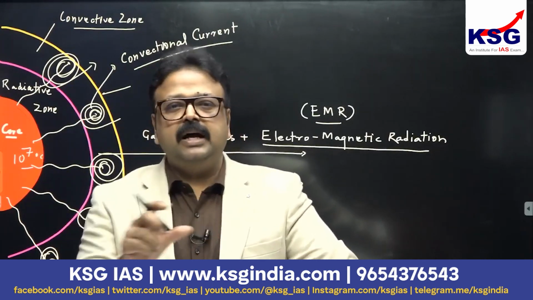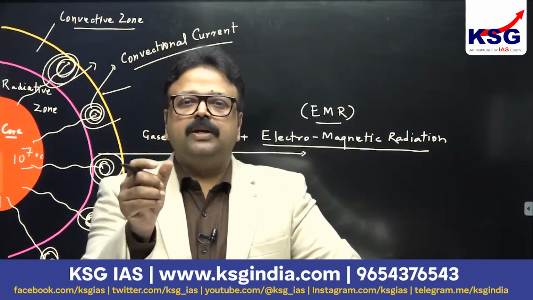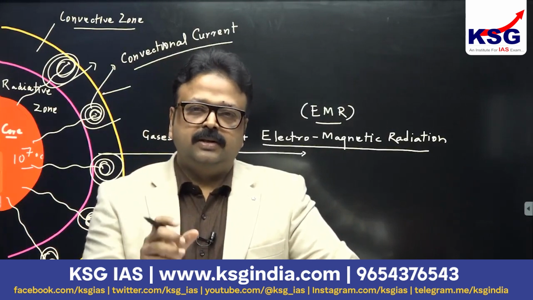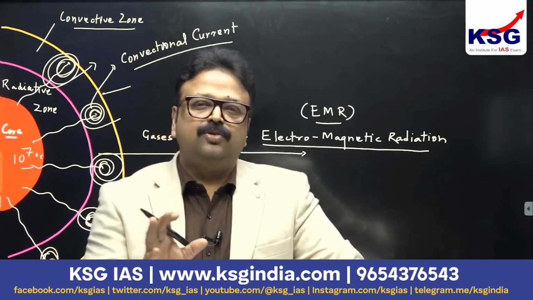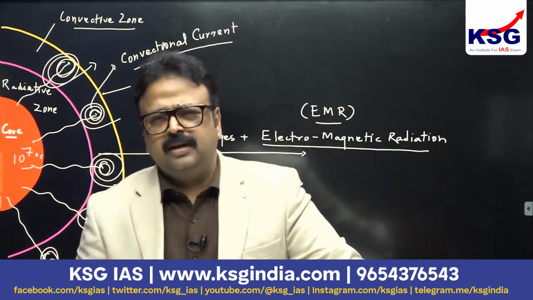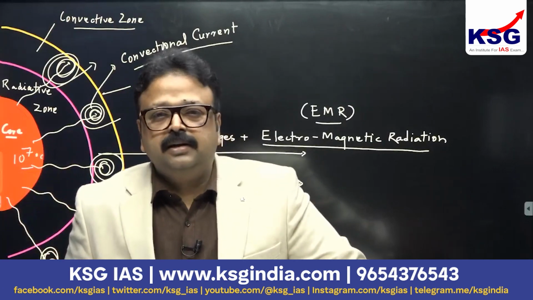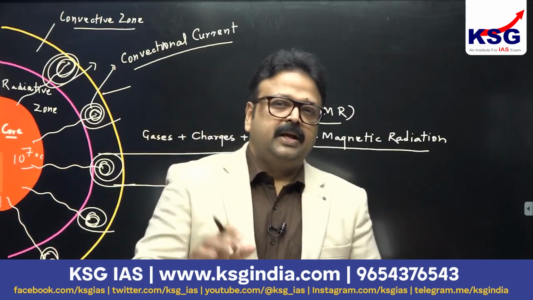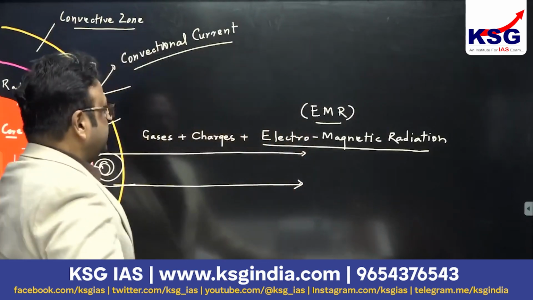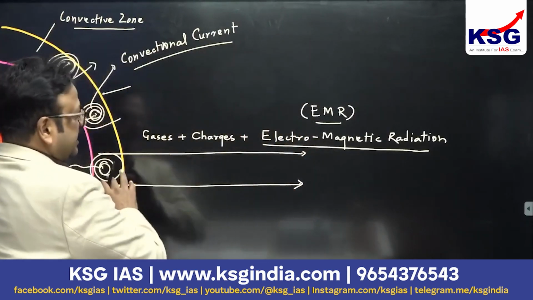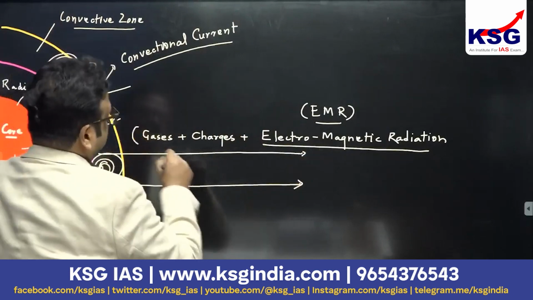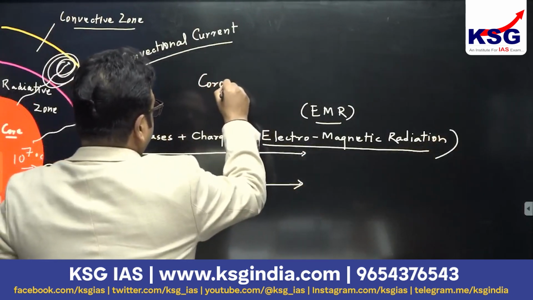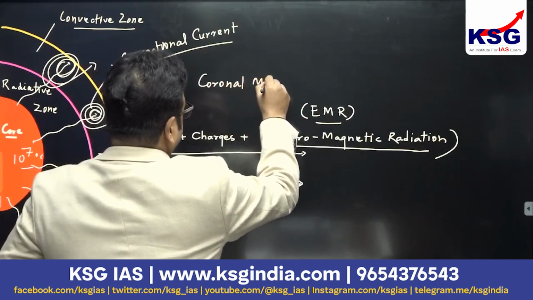Out of this entire electromagnetic radiation, only visible light is going to be used up in the earth's ecosystem, and that is going to be fixed in the form of carbohydrate. We will talk about it later in the lesson on energy flow, fine. Here, this electromagnetic radiation along with charges and gases is ejected out, and this entire ejection is called coronal mass ejection.